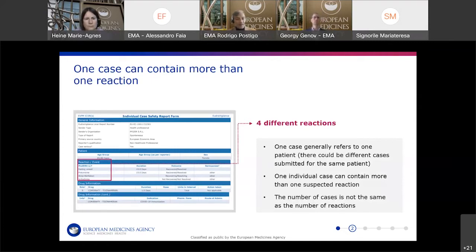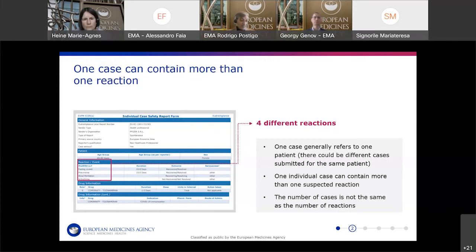One case or one report of suspected side effects generally refers to one patient. Okay, there could be different cases submitted for the same patient in case the same patient experienced different reactions at different points in time with different medication. But just to keep it simple for this presentation, let's consider that one case generally refers to one patient.